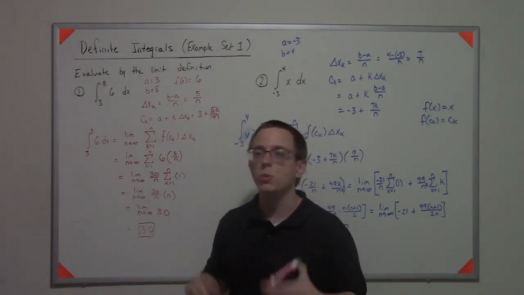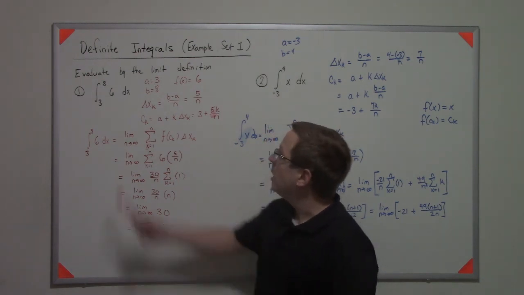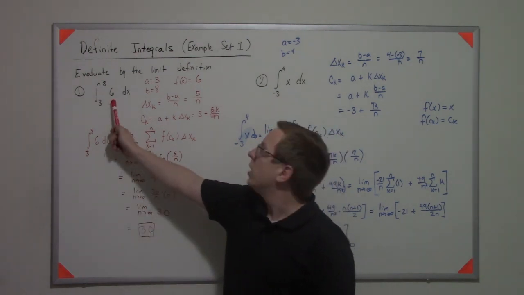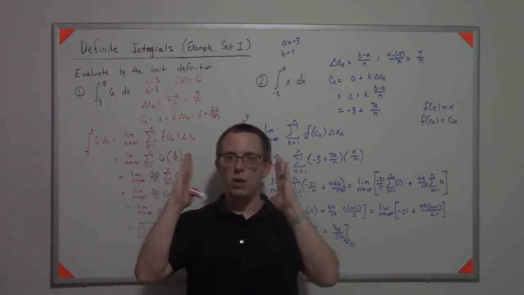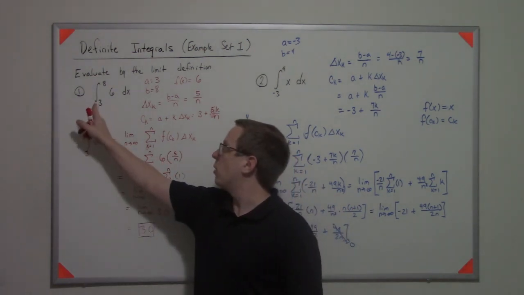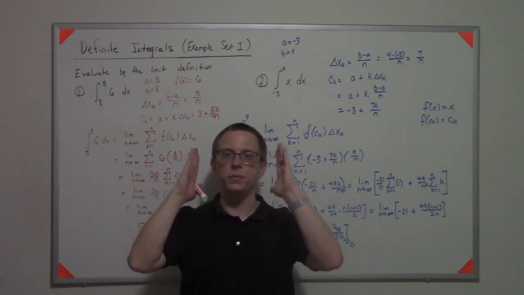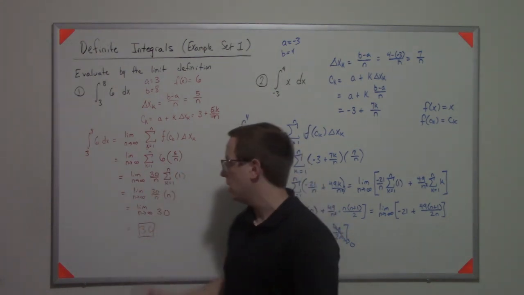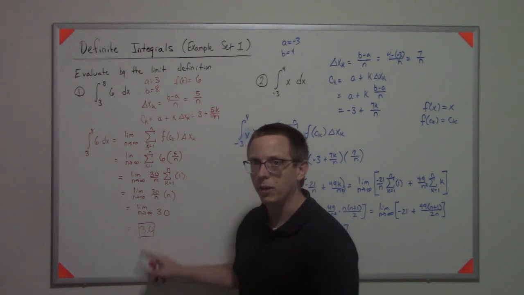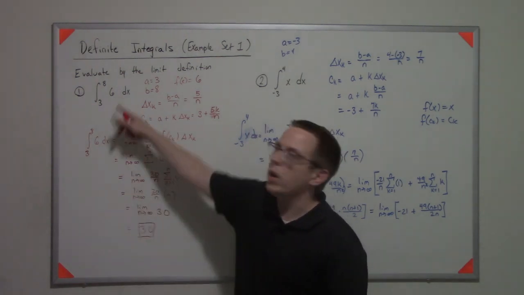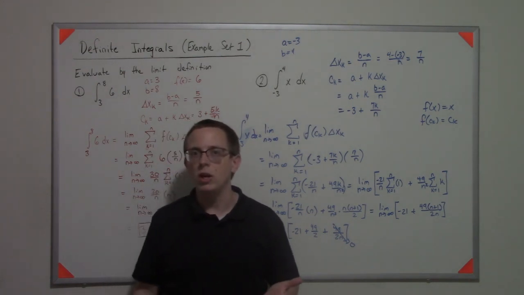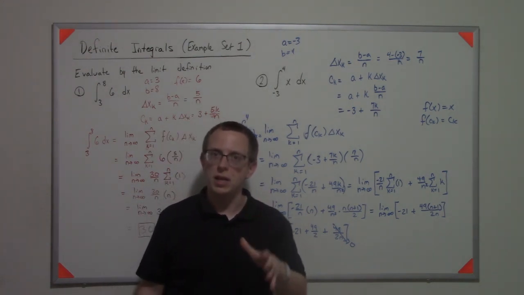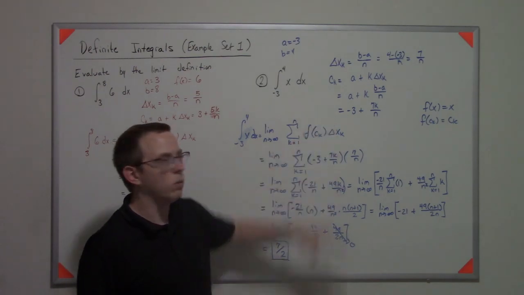Now, you could have seen this without having to do this, because if we were thinking about this like an area, I have something that is a height of 6 over a width of 5, because I'm going from 3 to 8. So a width of 5, a height of 6, that's a rectangle with area 30. But hey, this is a good way to verify something you already know, and get used to a technique before you go on to do something you don't know that well.